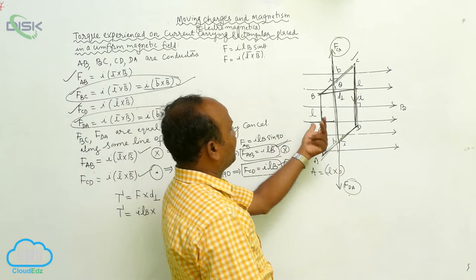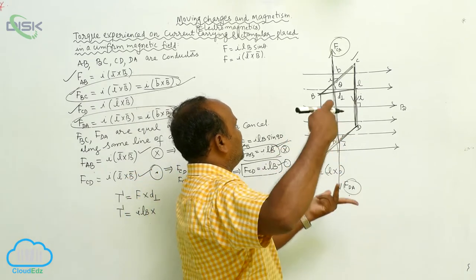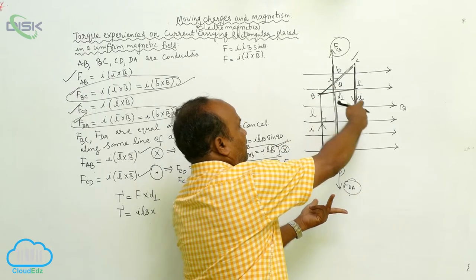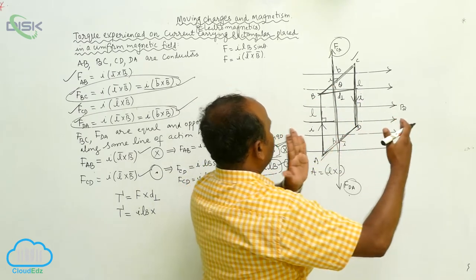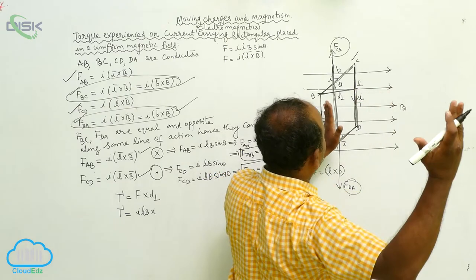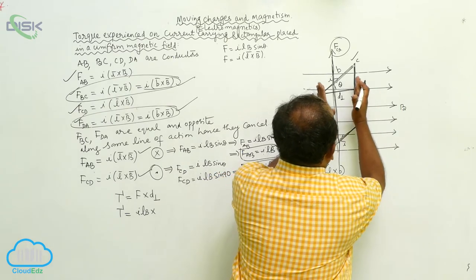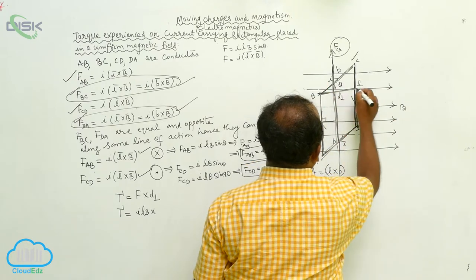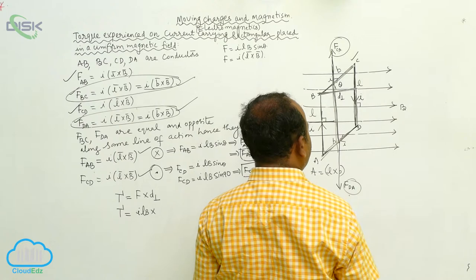Now here, what is the force? This is the force. This is the inward force. This is the outward force. This is the inward force. This is the outward force. What is the perpendicular distance? Between the inward force and outward force, the perpendicular distance is like this.